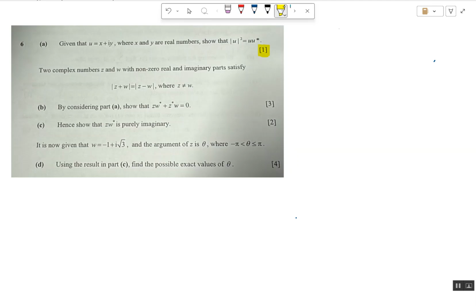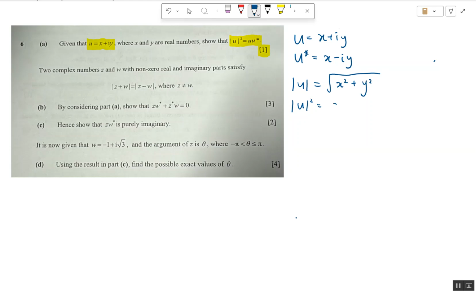So the first part of the question tells you that u is equal to x plus iy. This is a standard complex number. Show that the modulus of u squared is equal to u multiplied by u star. So if u is equal to x plus iy, at this point you have to know that u star is equal to x minus iy. And how do I find the modulus of u? This is the square root of x squared plus the imaginary component. Basically we are looking for the length of this complex number u, and so what is the modulus of u squared? That will be x squared plus y squared. You can leave it as this first, it's fine.